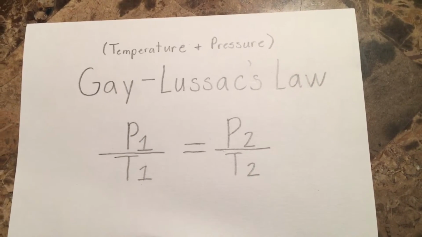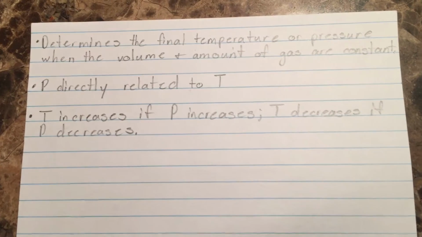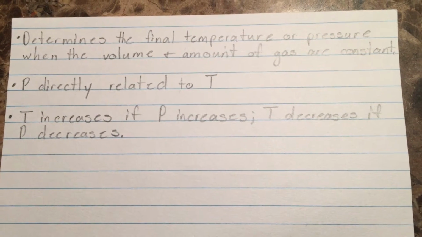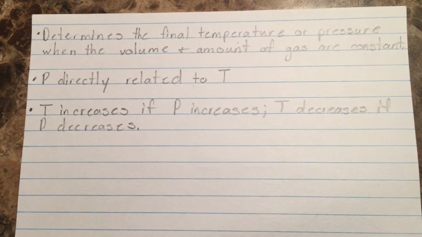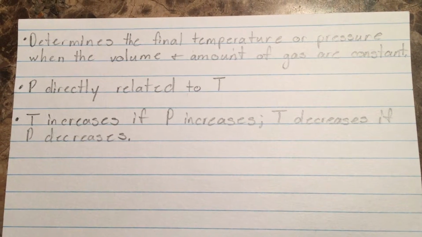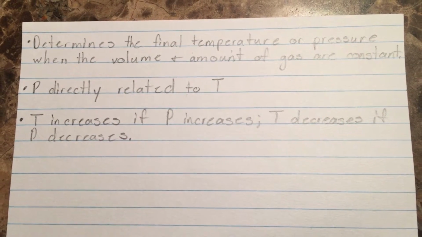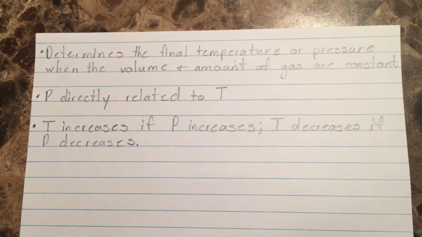Gay-Lussac's law. P1 divided by T1 equals P2 divided by T2. Gay-Lussac's law determines the final temperature or pressure when the volume and amount of gas are constant. Pressure directly relates to temperature. So when T increases, P increases. And when T decreases, P decreases as well.